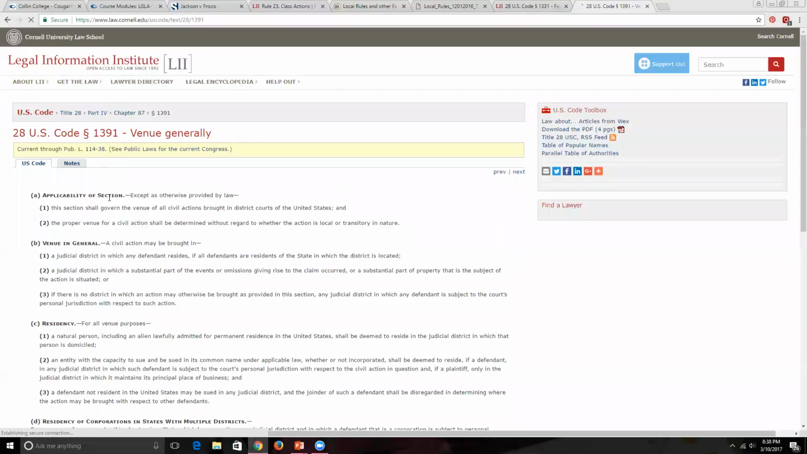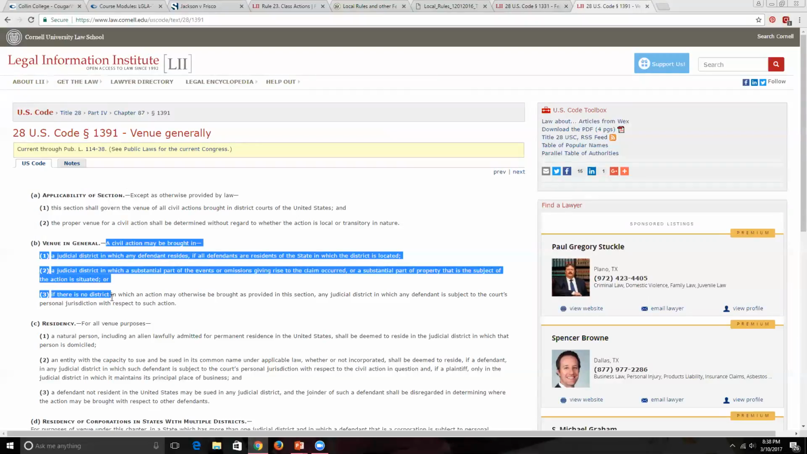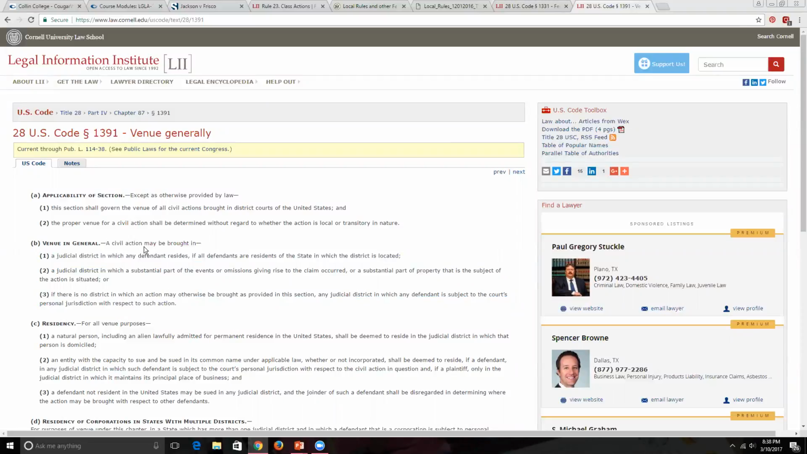And this is the basis for venue. And this is really what we're looking for. Remember the three ways you can have venue. A civil action may be brought in a judicial district where any defendant lives if all defendants are residents of the state in which the district is located. Or, and again we see "or" here, so we can add an "or" right up here.